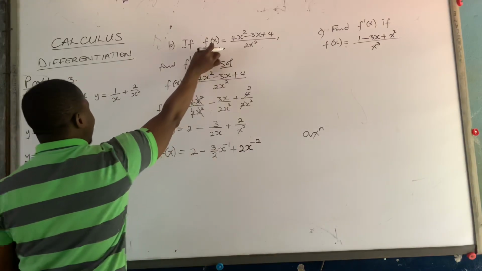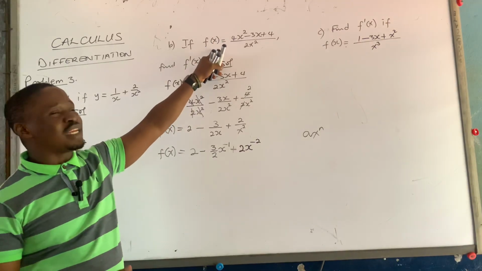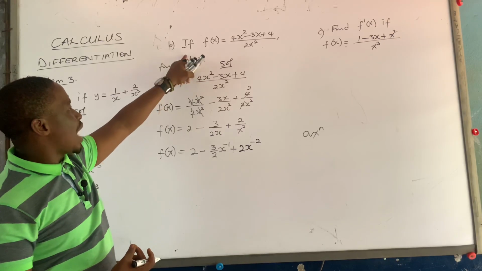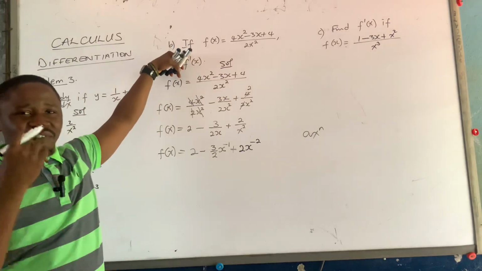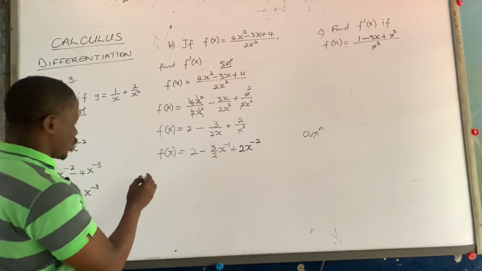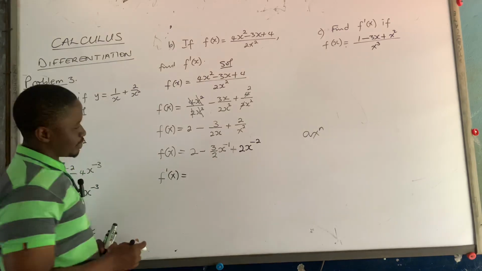This function is not labeled y. It is labeled f of x. So we are not finding dy dx. We are finding f prime of x. So see here, 1 means the first derivative. We are to differentiate once. So we say the first derivative of x.